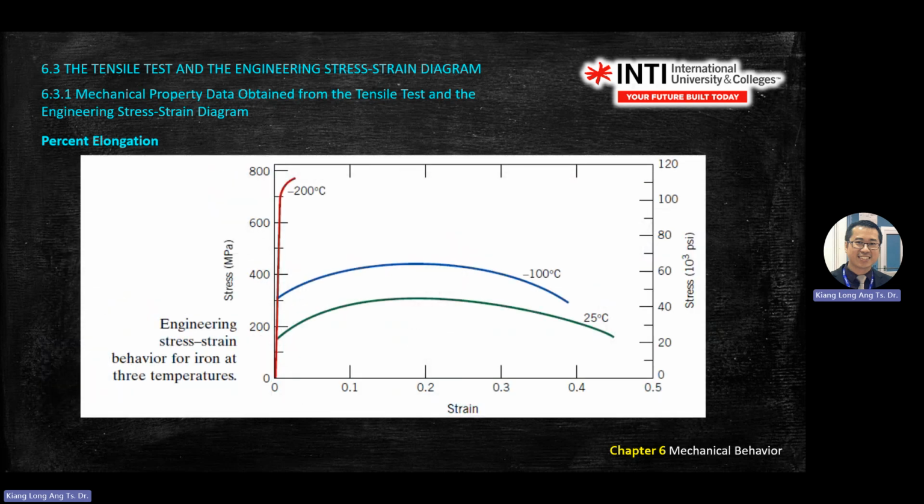So these are the properties of the same iron at different temperatures. You see the curve, the green line at room temperature is more ductile, but it behaves like brittle when you cool it down to negative temperatures, it becomes more brittle. So play around with these two words, brittle and ductile. Okay, brittle and ductile.